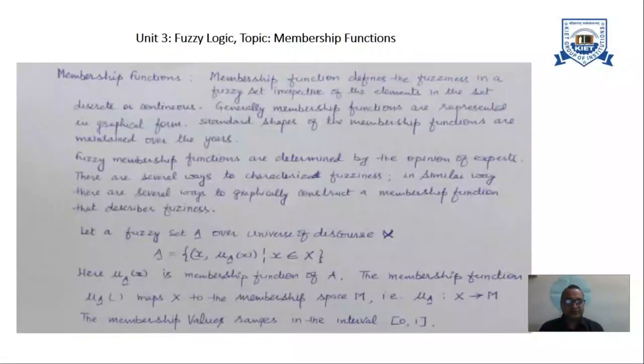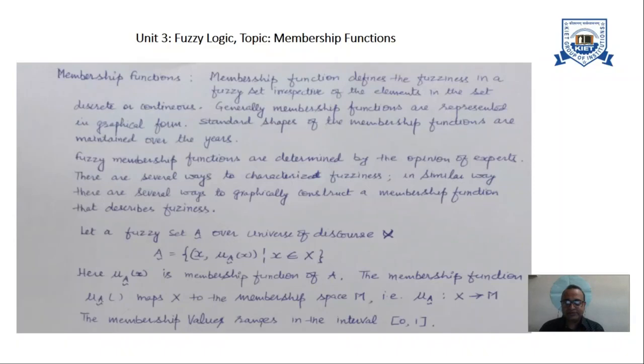Hello students. So today we are on the last topic of unit 3, that was fuzzy logic, and the last topic of the unit is the membership functions. So in this lecture we will discuss something related to the membership function of a variety of fuzzy sets. So friends, the membership function basically defines the fuzziness of a fuzzy set of its elements.